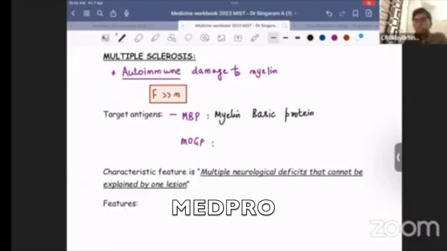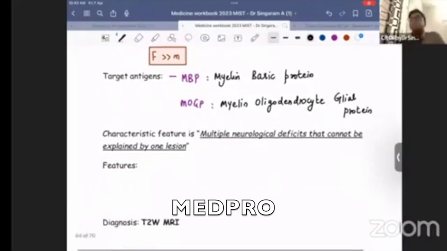Number 2, MOG stands for the myelin oligodendrocyte glial protein. Very important. Glial cells, I think all of you know something related to the glial cells. But basically, these are the antigens against which the autoantibodies are produced. That is what I am talking about. Two important names: myelin basic protein, and myelin oligodendrocyte glial protein. Okay, that's what you need to remember. Whatever I have told you, these are just simple facts, which I wanted to tell you.